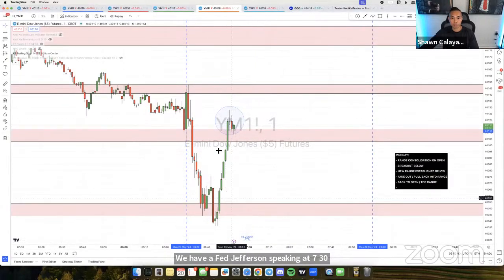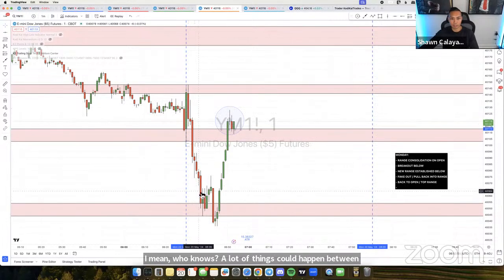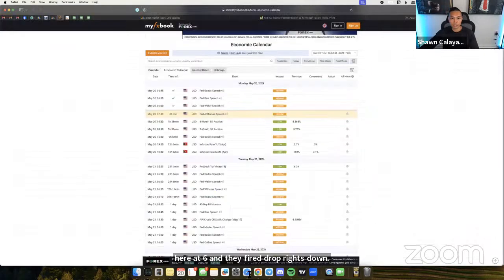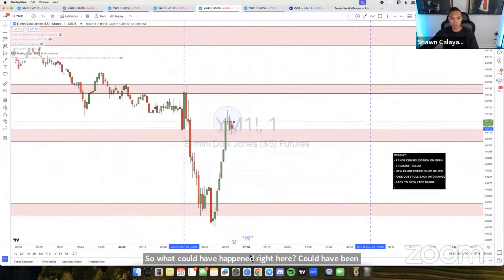So maybe they just wrapped up with the remarks right here, which pushed price up. That could have been the case. I mean, who knows? A lot of things could have happened between that time period. They probably were speaking right here at 6, and they probably dropped price down. So what could have happened right here is Fed Barr spoke and he dropped price down, and then Fed Waller spoke and he pushed price right back up. So this could just be manipulation right here.